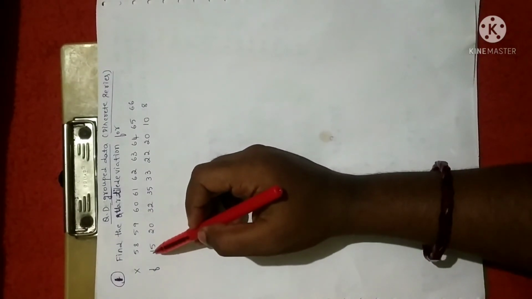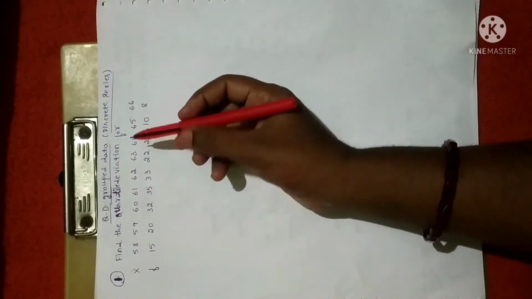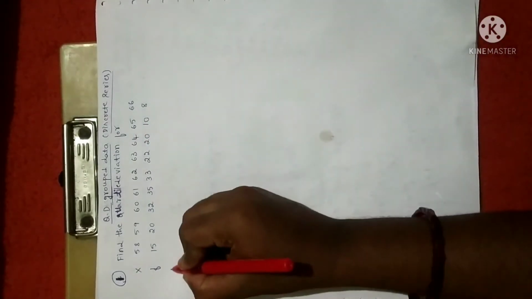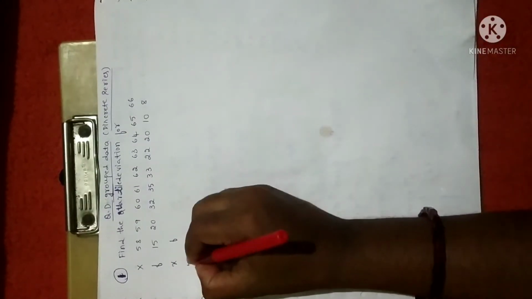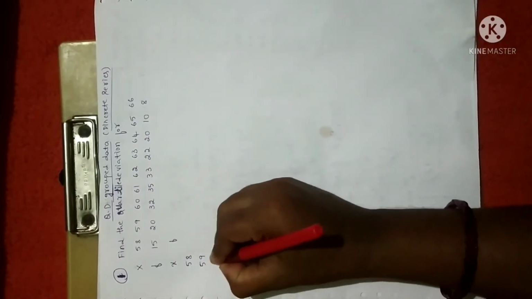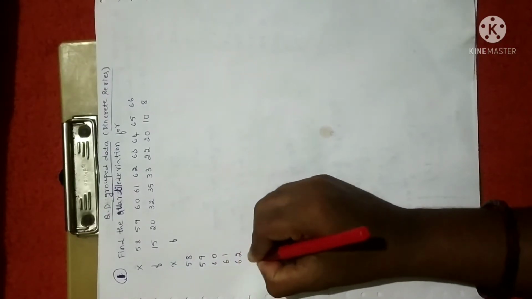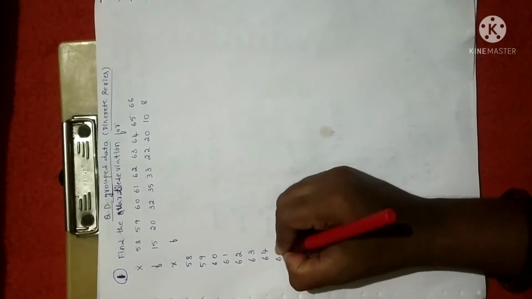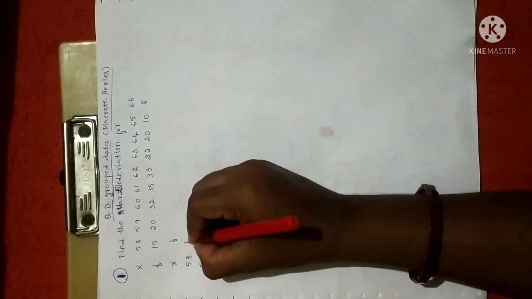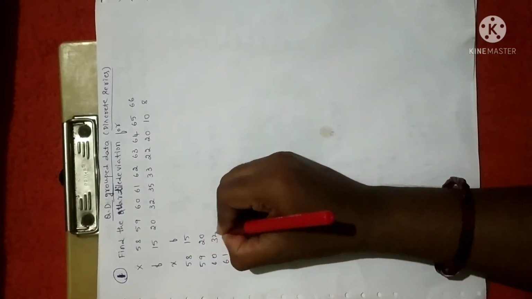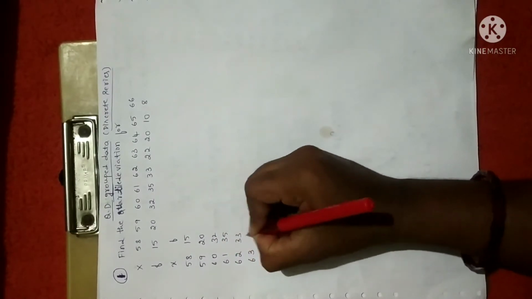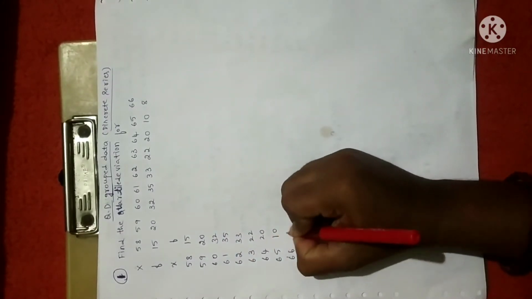So here you have a problem which is based on grouped data. And moreover it is a discrete series. Why? Because only X and F values are given, and moreover X values are given in terms of direct values. It is not in terms of class interval. So first write down the values of X and F that are given in the problem. Whatever is given, you just write down the same. So X is 58, 59, 60, 61, 62, 63, 64, 65, 66. F is 15, 20, 32, 35, 33, 22, 20, 10, 8.